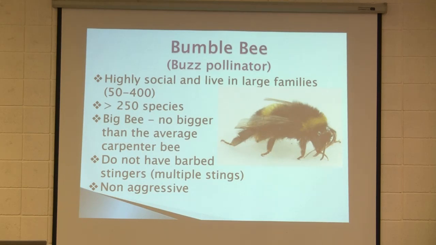Bumblebees are very important if you're going to grow tomatoes because they pollinate tomatoes. So you don't want to get rid of bumblebees. Your tomato yield will go down. They're social. They have over 250 species, and they're a big bee, but they don't have barbed stingers, so they can sting you several times, but they are not aggressive. The only way a bumblebee is going to sting you is if you swat at it, if you try to crush it. They are not aggressive bees.